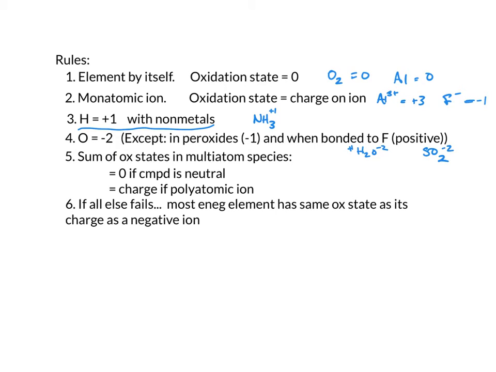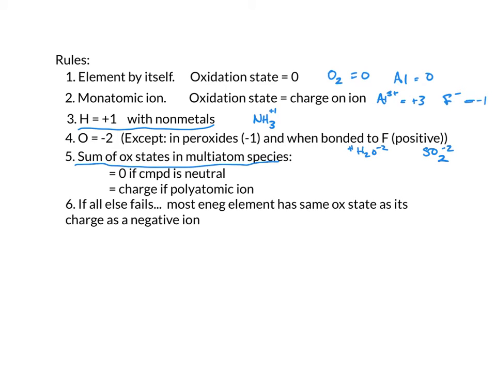Which leads us to the next rule. If I have something that has more than one atom, whether it be a polyatomic ion or a compound, the sum of the oxidation states has to add up to equal something special. It has to add up to be 0 if the compound is neutral, and it has to add up to be the charge if it is a polyatomic ion.